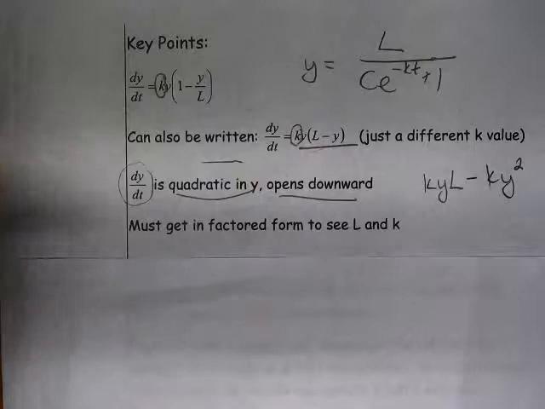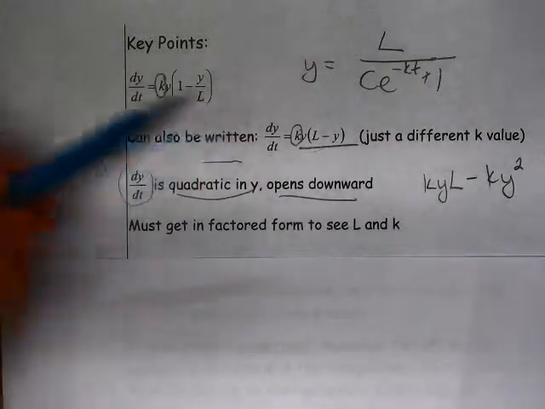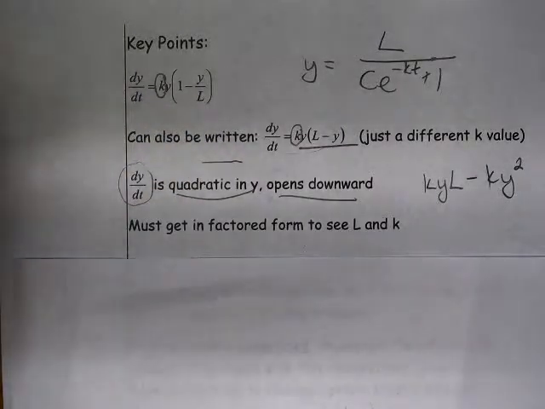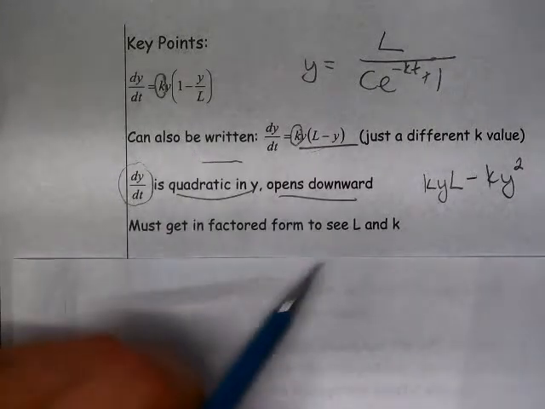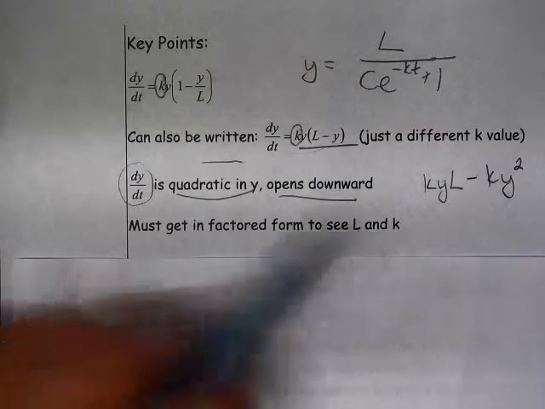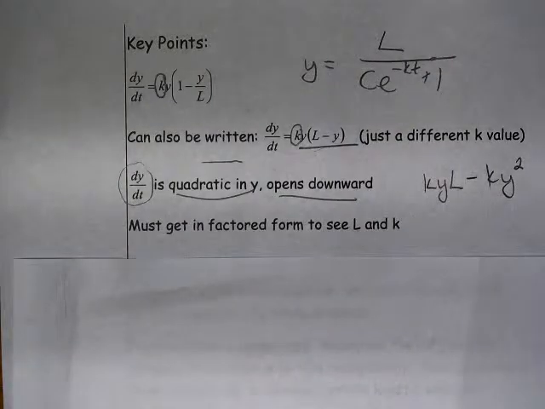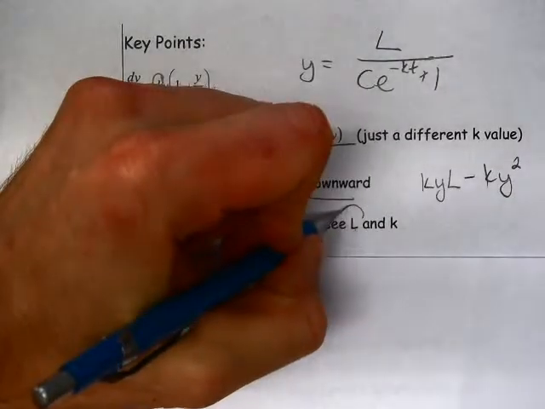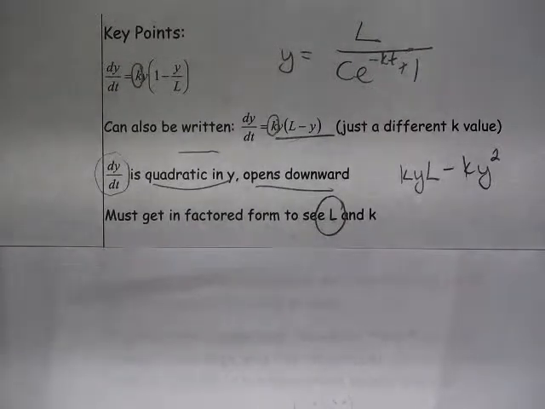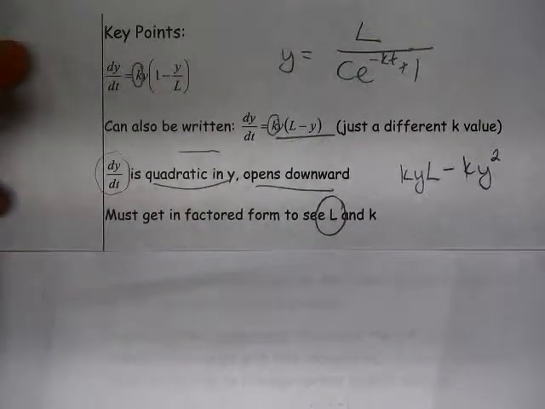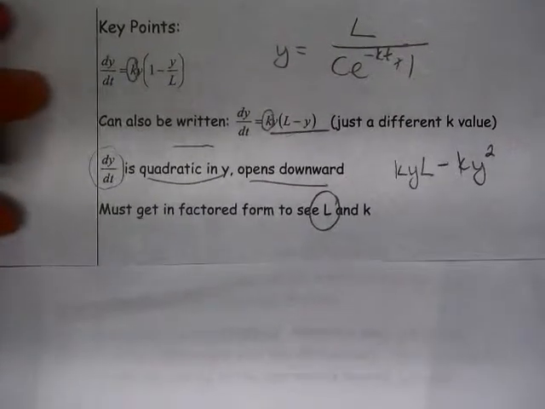In order to see this differential equation and recognize it as the logistic equation, we really need to get it in factored form in order to find what the L and what the k are. Right. So when we find L, that's our carrying capacity. That's the given environment's ability to carry a certain number of organisms in it. That L is the carrying capacity.